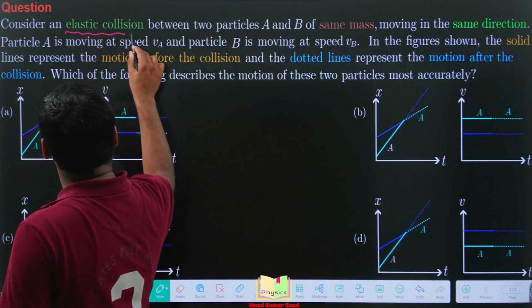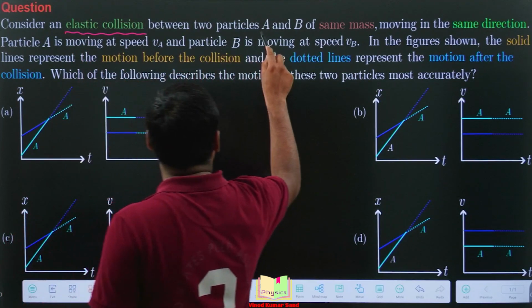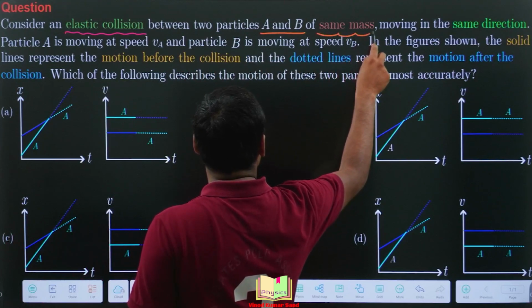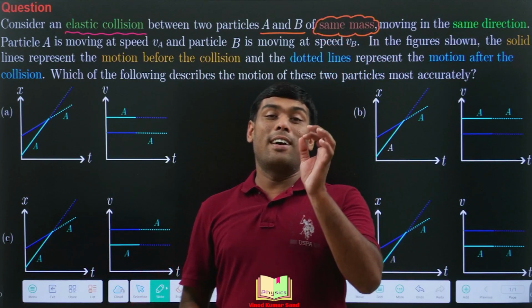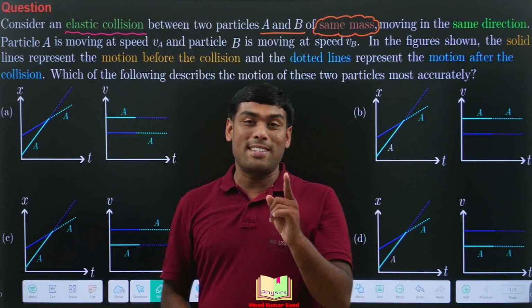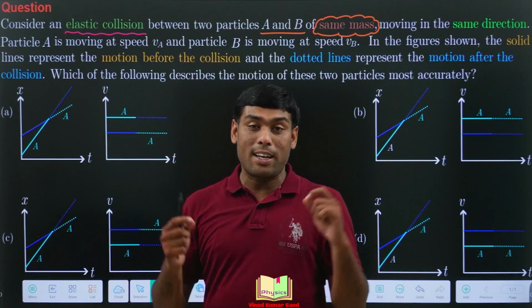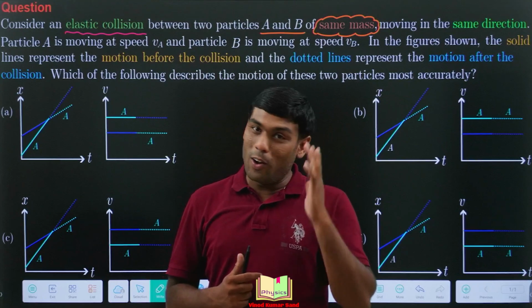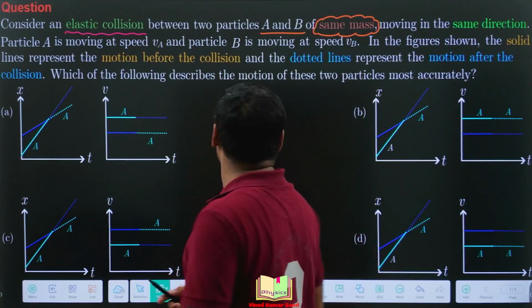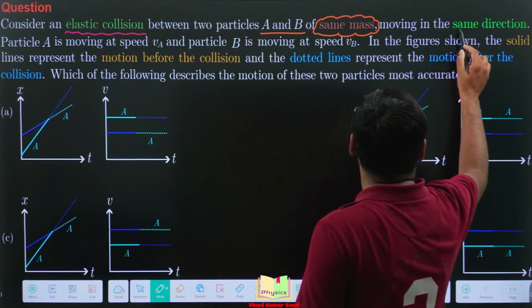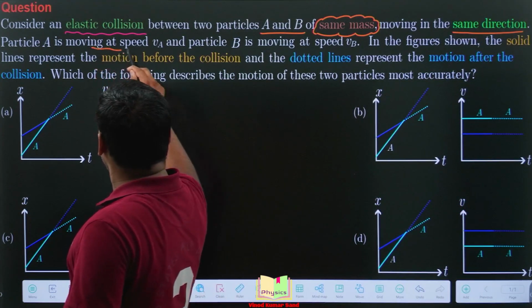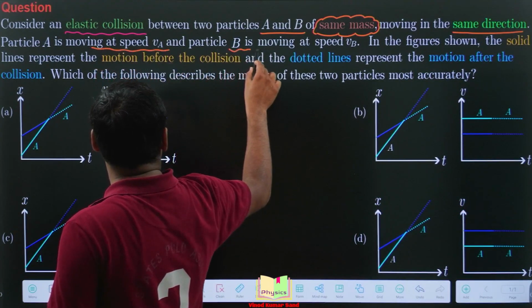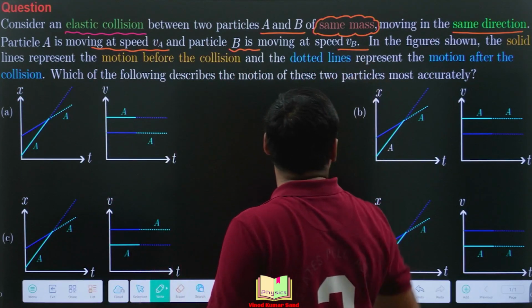Elastic collision is taking place between two particles A and B which have the same mass. We know one thing, whenever the mass is same and there is elastic collision, the particles exchange their velocity along the line of impact. Now they were moving in the same direction. A is moving at a speed VA and particle B is moving at a speed VB.